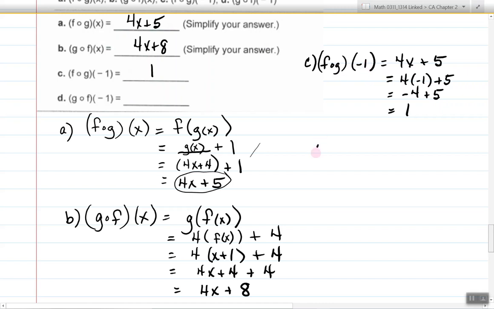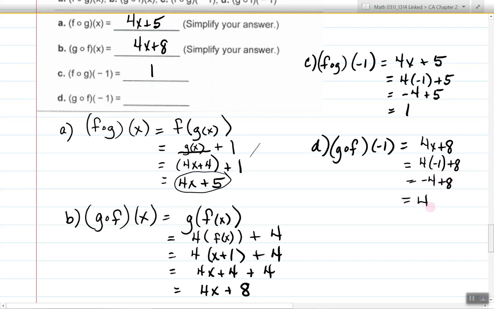Part D says to find g composed with f at -1. So the g composed with f function is 4x plus 8. Evaluated at -1, it's 4 times -1 plus 8, which is -4 plus 8, which is 4. So when you reverse the composition, you don't get the same thing. Let's look at number 5.